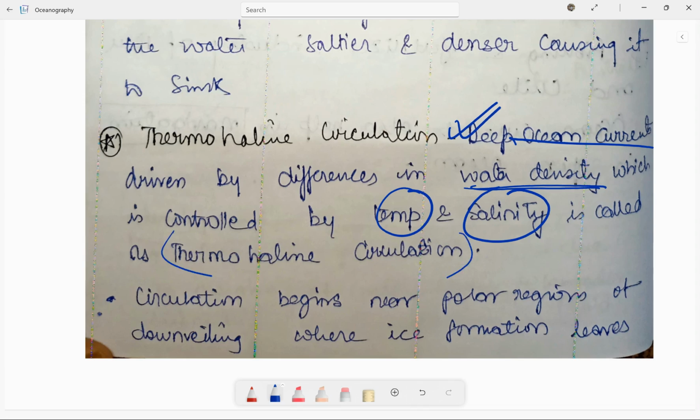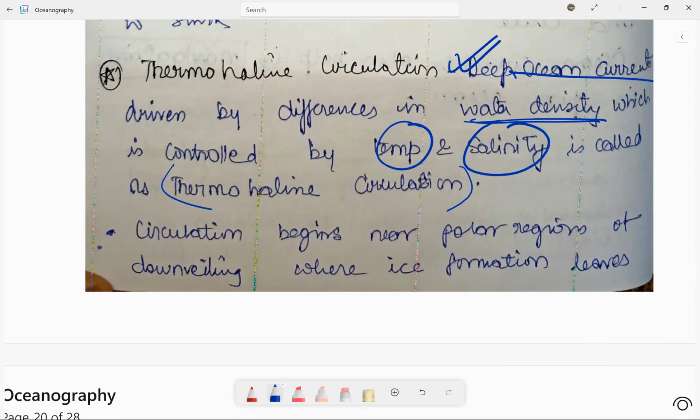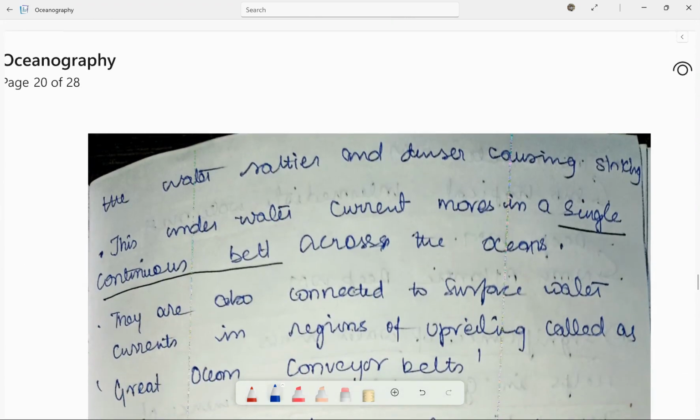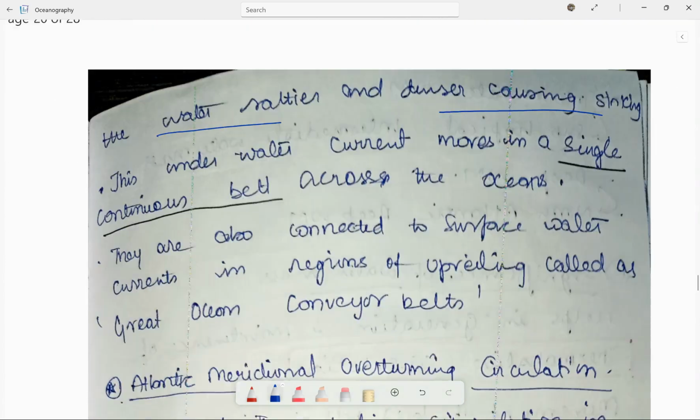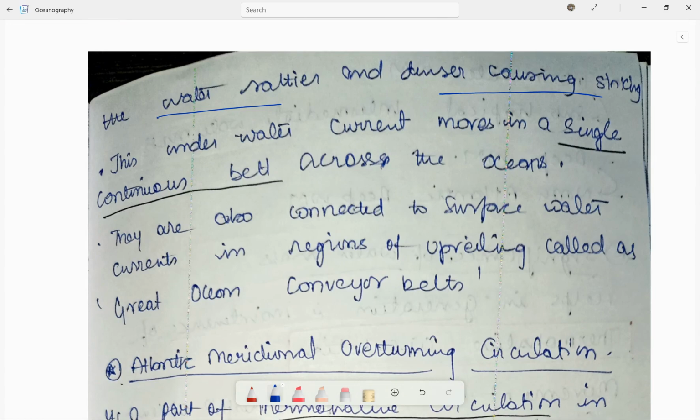इसको हम थर्मोहाइलाइन सर्कुलेशन बोलते हैं. नाउ सर्कुलेशन बिगिन होता है नियर द पोलर रीजन्स ऑफ द डाउनवेलिंग, जहाँ पे आइस फॉर्मेशन लीव्स द सैलिनिटी on the water and it becomes denser, which causes sinking. So polar region से start होके ये जो अंडर वाटर करंट है मूव करता है इन दिस सिंगल कंटिन्यूअस बेड.